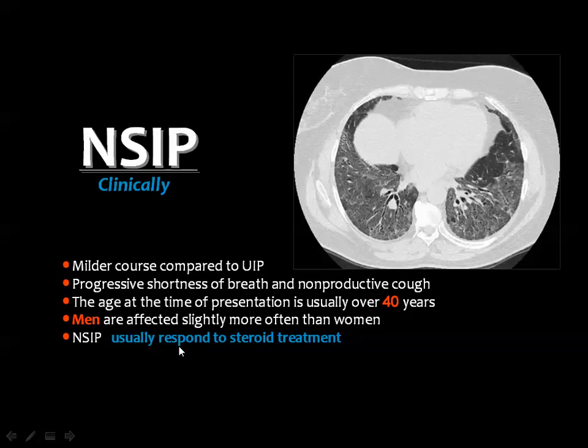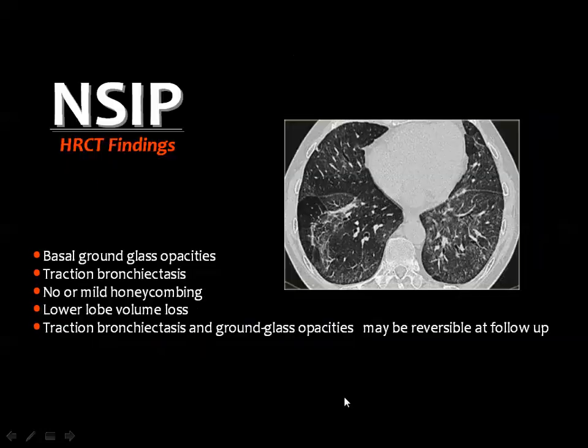Non-specific interstitial pneumonia is relatively mild compared to usual interstitial pneumonia. It presents with progressive shortening of breath and non-productive cough, but the age is relatively younger. Men are slightly more affected than women, and this disease responds to corticosteroid treatment. You can see all the manifestations of usual interstitial pneumonia here, but honeycombing is not a prominent feature.